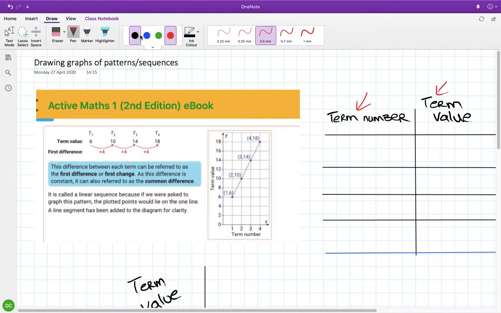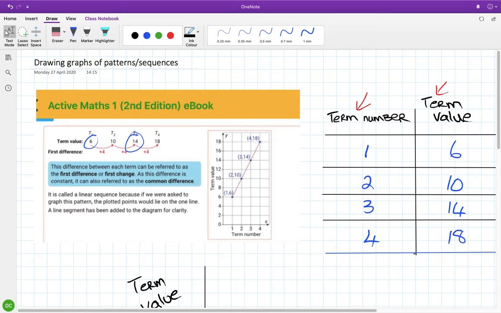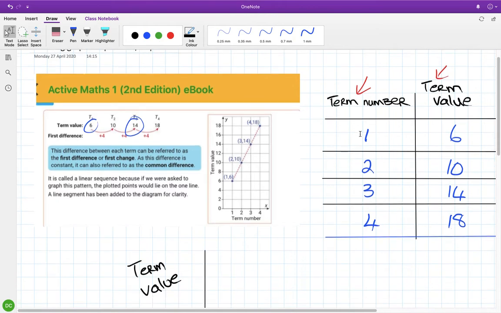So the term number means the first term, the second term, the third term, and so on. If we look at our sequence here, we have 1, 2, 3, 4 terms of the sequence. So we will have term number 1, term number 2, term number 3, and term number 4. Then the value of these terms. Term 1 has a value of 6. Term 2 has a value of 10. Term 3 is here with a value of 14. And term 4, the last one, has a value of 18. Okay? Then we put these into our graph.